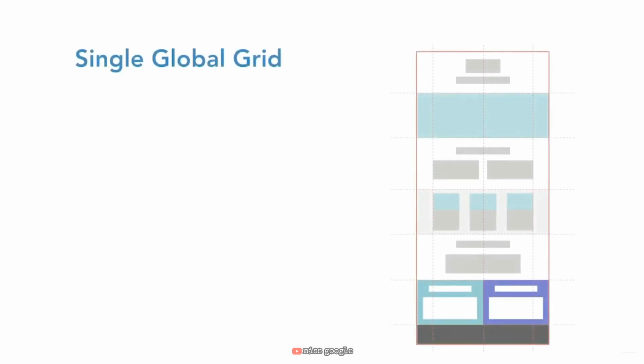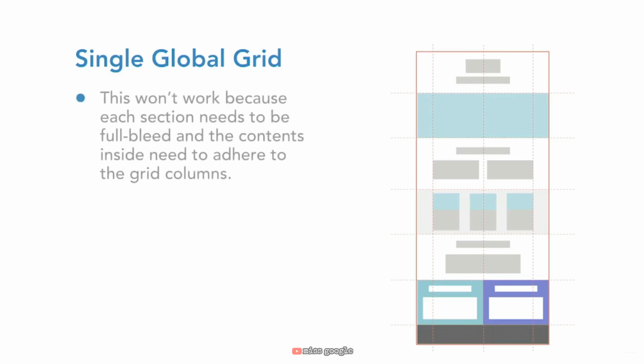Here's the challenge. Technically, what we're looking for in this layout is a 4-column grid where full bleed content takes up all 4 columns and the centered content takes up the 2 middle columns. The problem is we can't use a single global grid to do this because the grid items would be the individual sections, and we would have no way of aligning the contents within those sections to the grid. So what do we do?